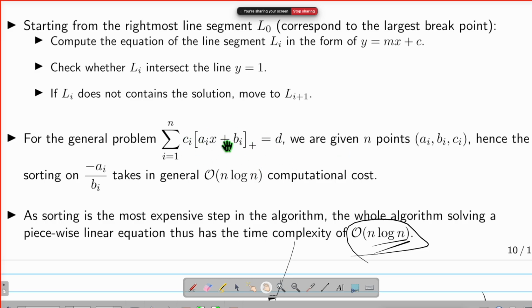You sort this A and B, and then you have an n log n cost, and then for each of the line segments L, you test whether or not it intersects with y1. How do you solve it? You basically solve the equation like this, which is primary school or high school math. And the whole thing has a complexity of n log n, and that's it.